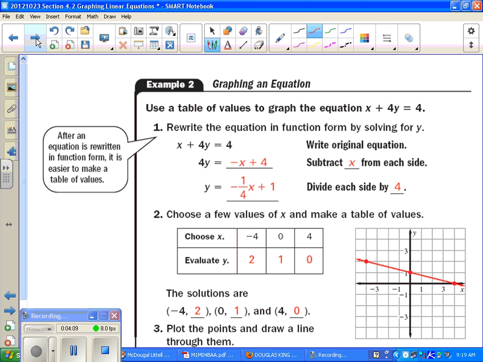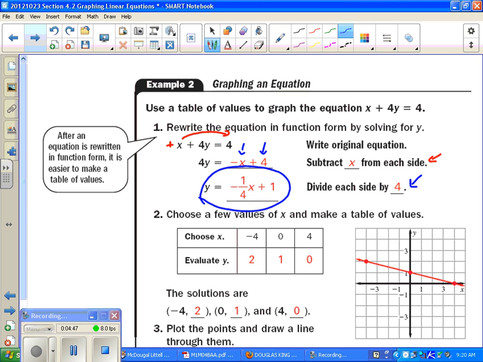So for example number one, rewrite the equation in function form: x plus 4y equals 4. First step, you want to subtract x from both sides because you want this x to go over to the right side. It's positive, so you need to subtract x. Then you're left with 4y equals -x plus 4. That says 4 times y. So the second step, you want to divide by 4. But remember, you have to divide both terms by 4, the -1x and the +4. And that's where you get the equation y equals -1/4 x plus 1. So that's your new equation.